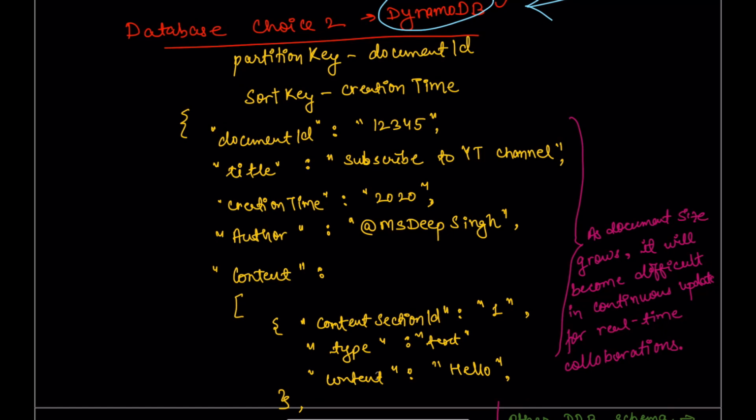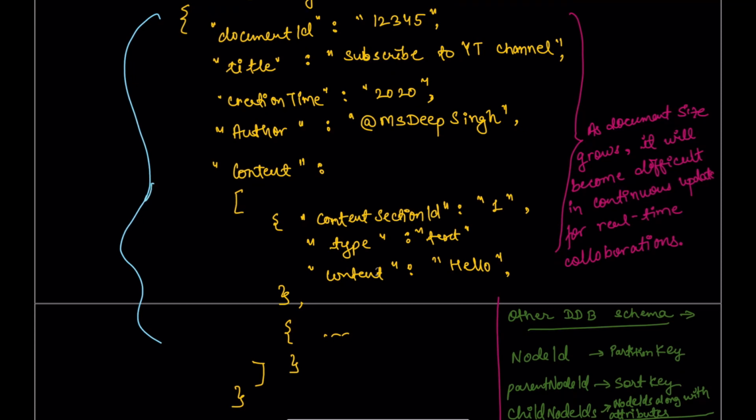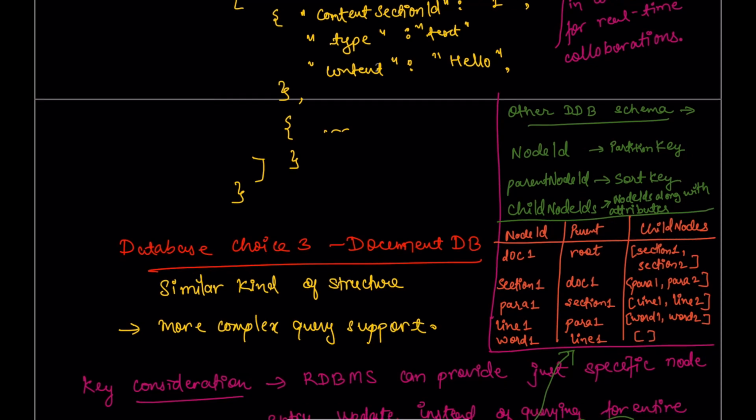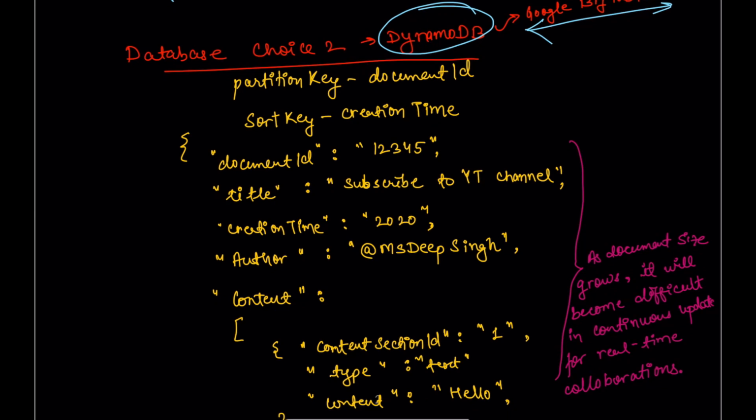One way is you dump the complete document in this kind of JSON format. Another way is to maintain the same structure as per our relational database schema. So let's discuss the first way, in which we are keeping the partition key as document ID, and we are keeping the sort key as creation time.